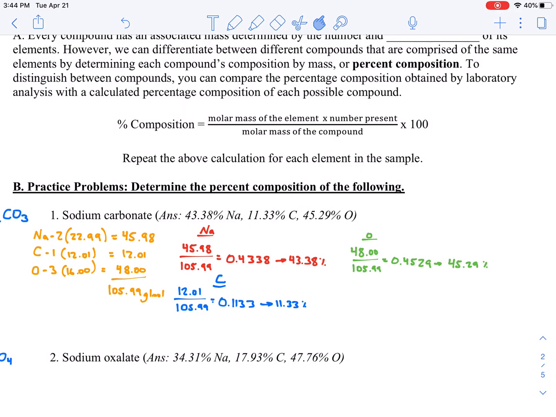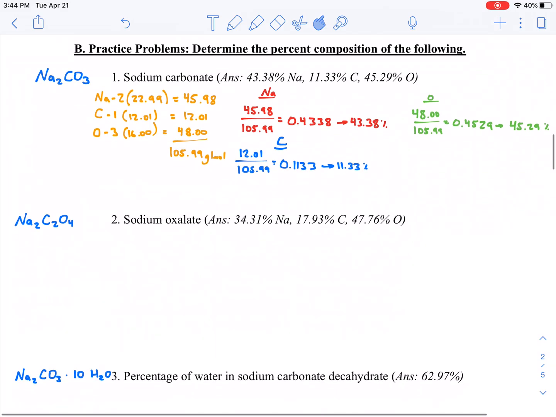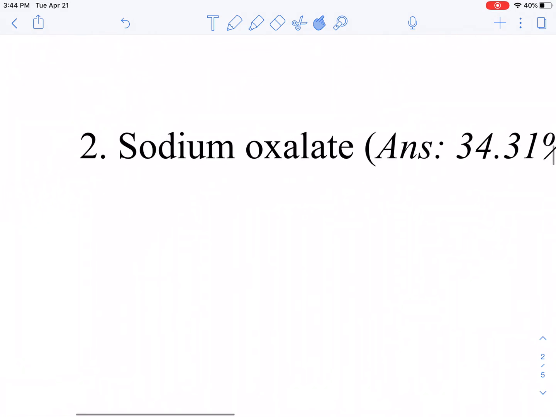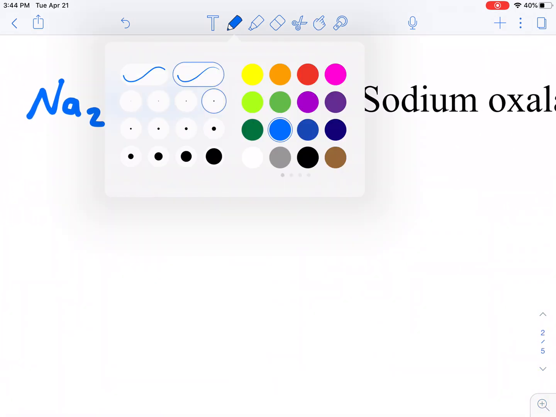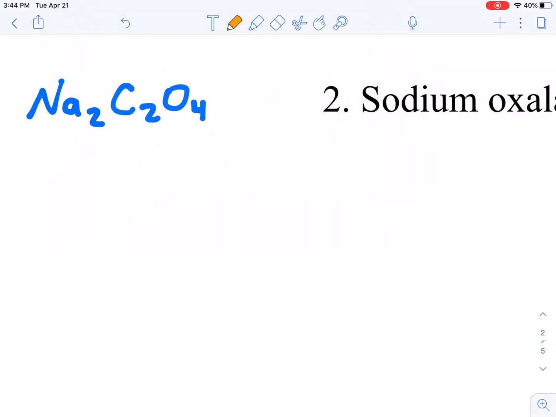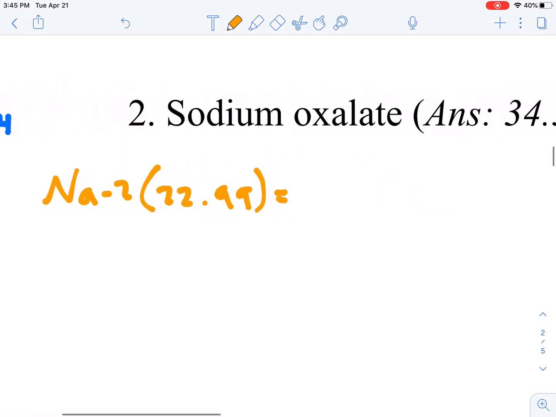So there's sodium carbonate. Let's do the exact same thing for sodium oxalate. And once we do it for sodium oxalate, then we can use this data to figure out what we need to tell our boss. So let's figure out the mass of sodium oxalate. We know that we have sodium in sodium oxalate. So we have 2 sodiums. Each one weighs in at 22.99. Multiply those together, you will get 45.98.